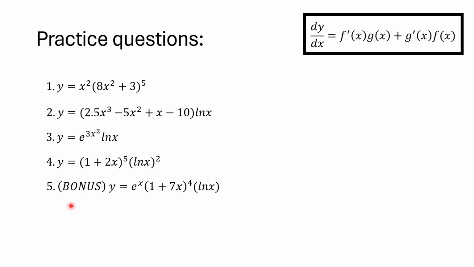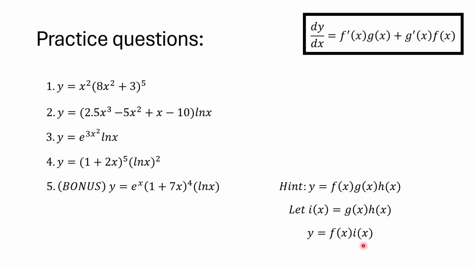Cool. So in terms of the hint, maybe you can recognize that there's 3 functions here instead of 2. But what you can say is if y is equal to f(x)g(x)h(x), you can say i(x) is equal to g(x)h(x), and then you can say y is equal to f(x)i(x). So that's the hint. So if you want to try question 5, you can give that a go.